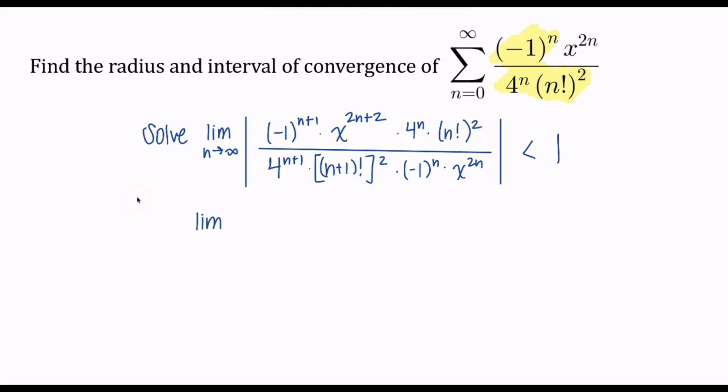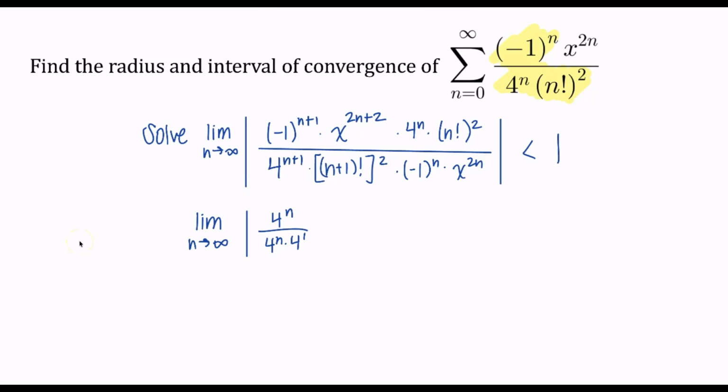So I'm going to have the limit as n approaches infinity. Well, these absolute value bars are going to make these alternating factors go away. We're not going to deal with those at all. Let's go ahead and look at the exponential pieces. 4 to the n over 4 to the n plus 1. I'm going to go ahead and put 4 to the n over 4 to the n times 4 to the 1. Then let's look at these factorial pieces.